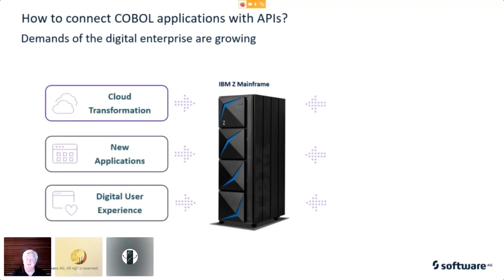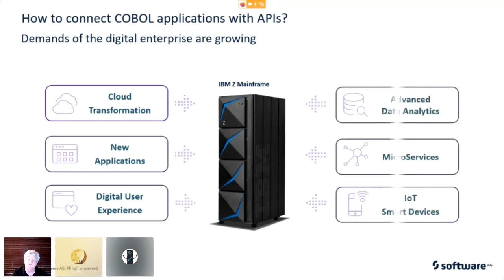So you're starting to see cloud transformations, new applications being built. As we said, that digital user experience. You know, I want it and I want it now. I want information at my fingertips. You're starting to see more of the advanced data analytics, streaming data analytics, the emergence of what we call microservices, those flexible, scalable services that can be deployed. But ultimately, a lot of those need to rely on the IBM mainframe backend systems.